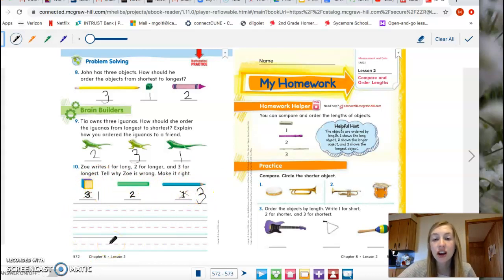All right, good job, first grade. You have done the lesson. Now it's your turn to do the homework. It's the same thing. Remember my suggestion, working backwards is a little bit easier.